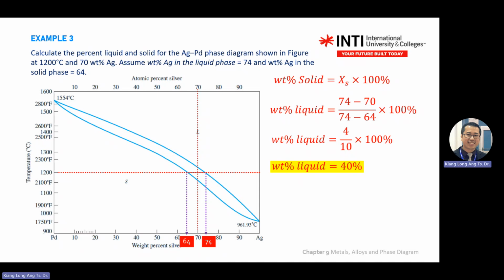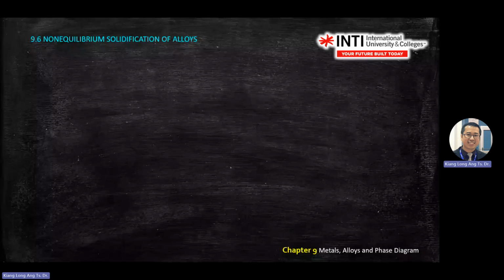Okay, now all this graph, we reduce the temperature evenly. Meaning we control the dropping of temperature. So that's why you get all this line. Today we look at what happens if you extremely cool down the material. So it will fall under non-equilibrium cooling or non-equilibrium solidification.